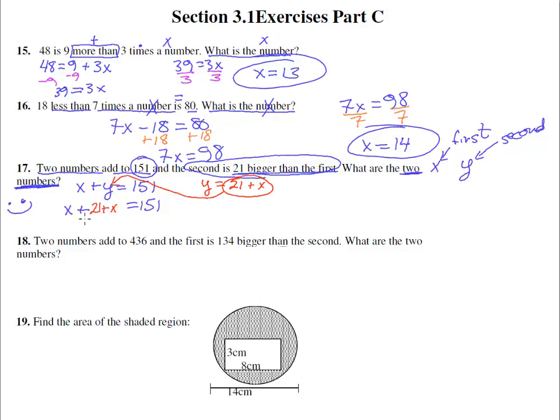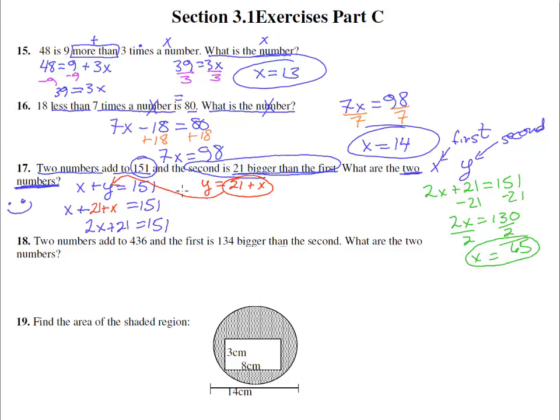Combine these x's together, so we have 2x plus 21 equals 151. Let's move clear over here and solve that. We know how to do that one. 2x plus 21 equals 151. Good. Let's subtract 21 from both sides. 2x equals 130. And when we divide by 2, we now have x equals 65. That means our first number, x, is 65. We've got one of the numbers right there. How are we going to find that second one?